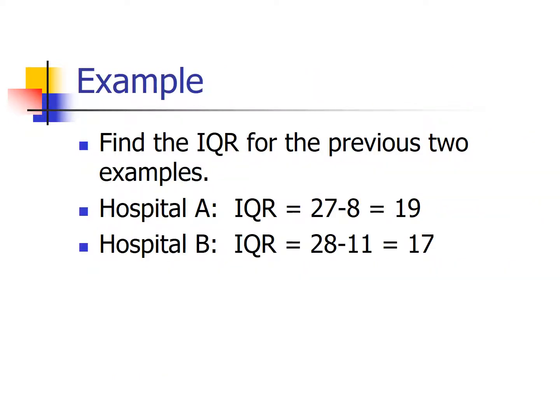So how do we compute the interquartile range for the previous 2 examples? Well, for Hospital A, going back to the previous slides, the third quartile was 27. The first quartile was 8, so the interquartile range is 27 minus 8, or 19. For Hospital B, the third quartile was 28. The first quartile was 11, so the interquartile range is 28 minus 11. That's 17.